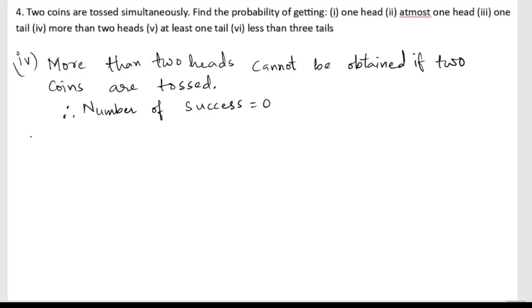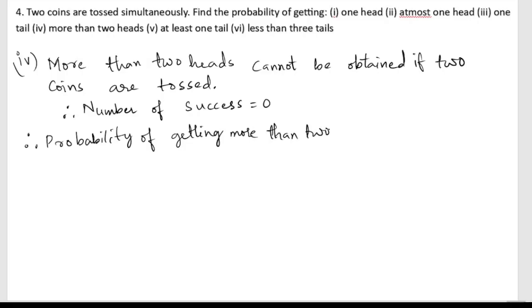Next, let us write down the probability for this. Therefore, the probability of getting more than two heads is equal to, we know that the number of success is 0 and the total number of outcomes is 4. So 0 by anything is 0.